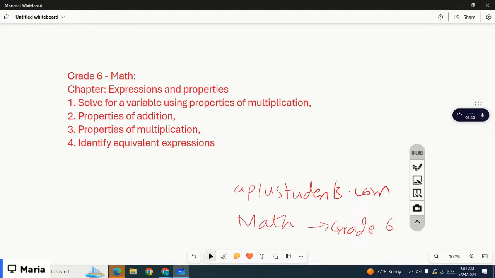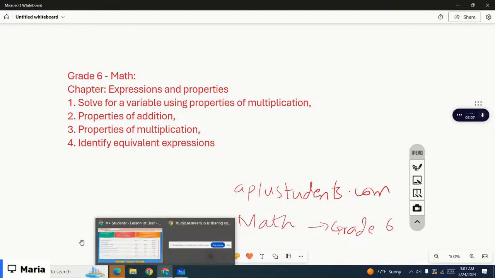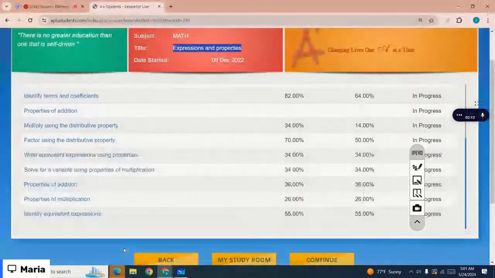We are going to start with the chapter expressions and properties. The lessons we have are multiplication, properties of addition, properties of multiplication, and identify equivalent expressions. So please make sure you have your notebook and pencil so that you can write down examples and definitions as well.